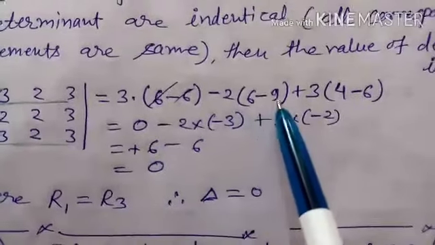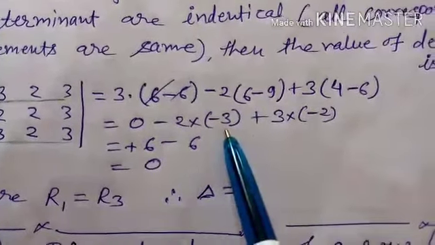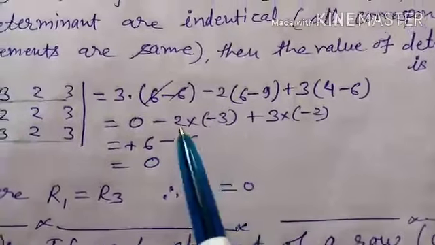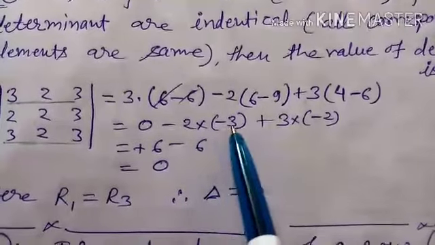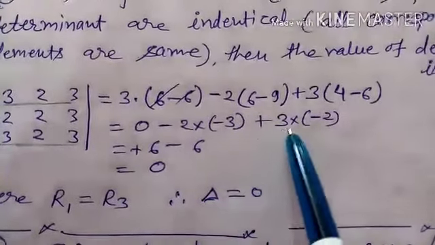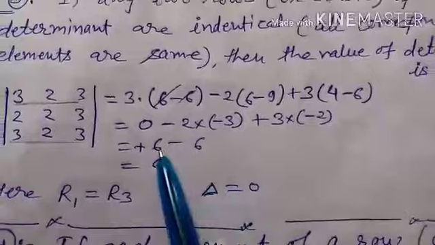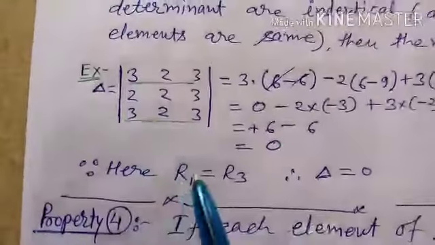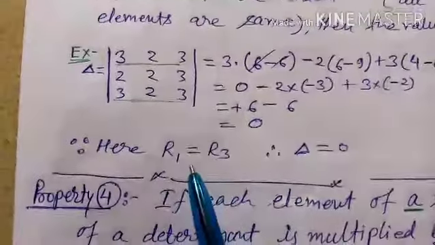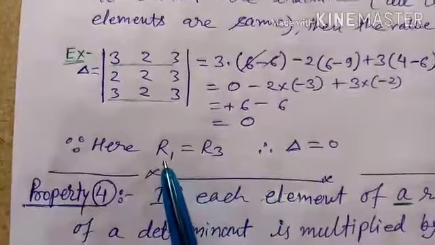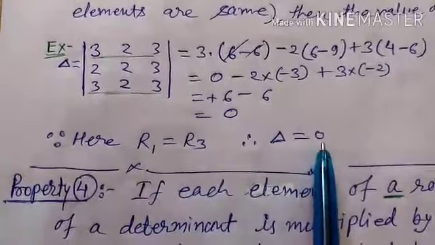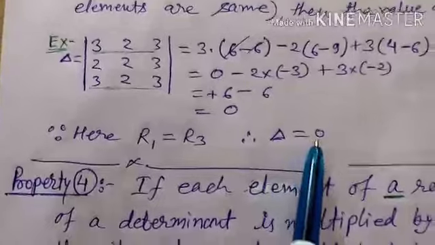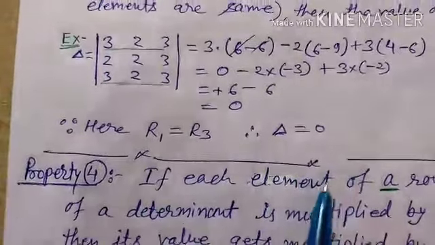This is minus 2. The difference between 6 and minus 9 is minus 3, and here the difference between 4 and minus 6 is minus 2. Minus 2 into minus 3 is plus 6, and here 3 into minus 2 is minus 6. So plus 6 and minus 6 cancel out, meaning 0. So if any two rows are identical, then the value of the determinant will be 0. Here R1 and R3 are both equal, therefore the value of the determinant is 0.